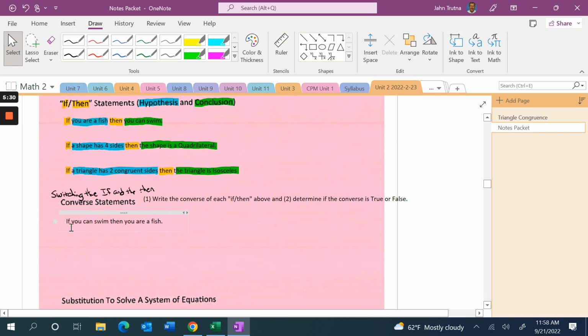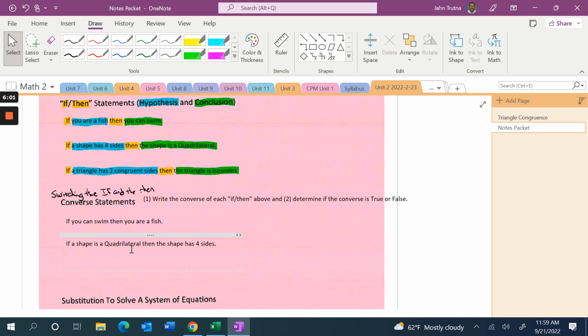Okay? So let's go to the second sentence, and then we'll go back to the first sentence, and we'll determine if that converse is true or false. So the second sentence, if a shape has four sides, then the shape is a quadrilateral. The converse would be if a shape is a quadrilateral, then the shape has four sides. Okay?